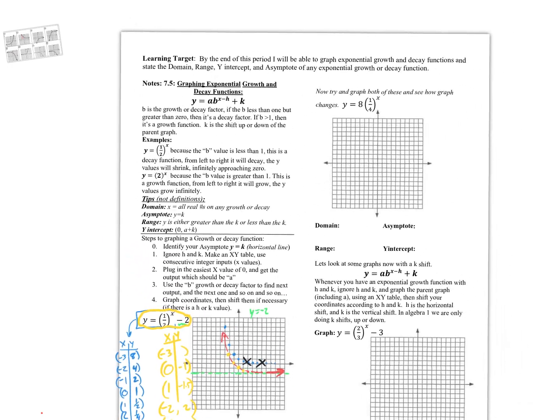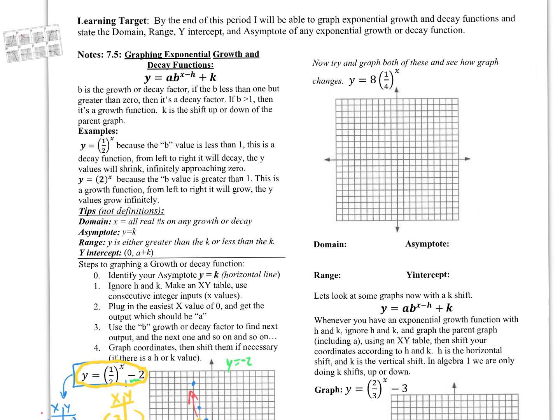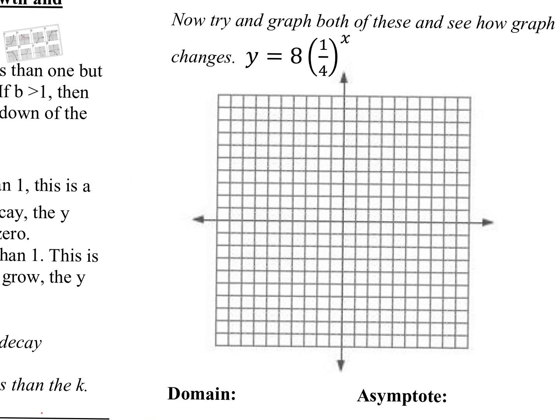So I don't want to make this video too long. This one's easy. Let's do this one. Why is it easy? Because the K value is 0. So that means that the asymptote's at 0. So this is where our asymptote's going to be at the Y value of 0, which is the x-axis itself. Since there's no K value, there's going to be no shift.